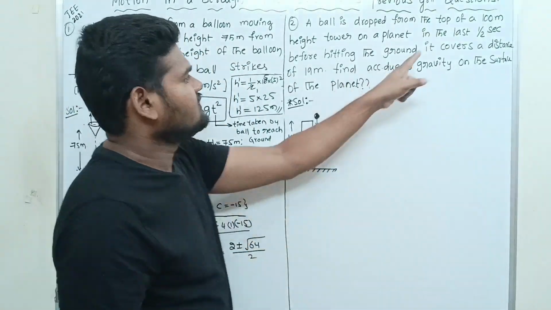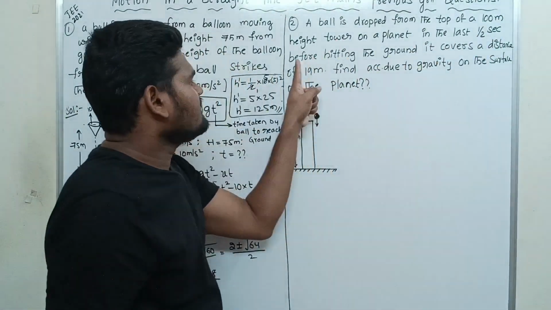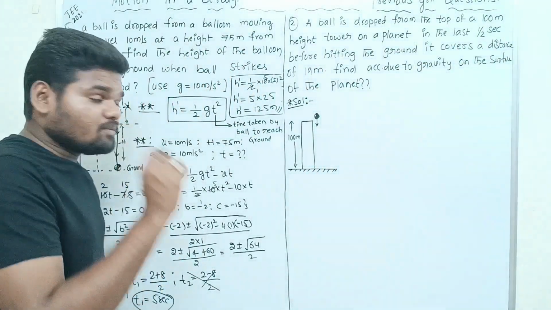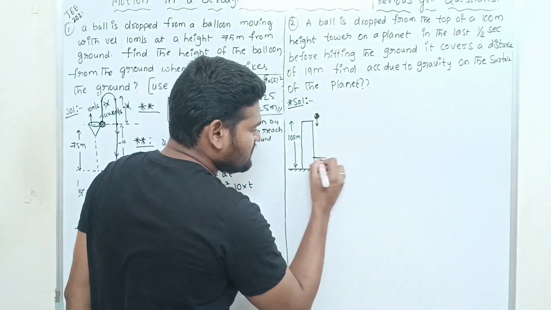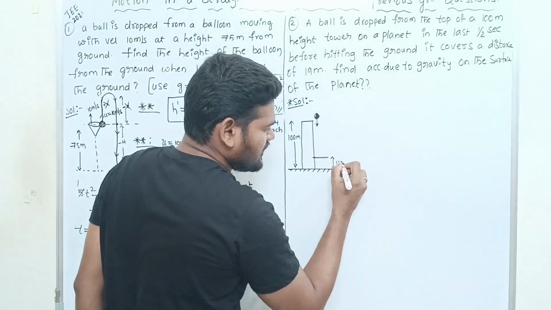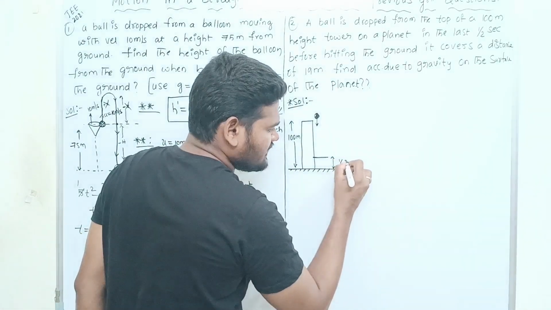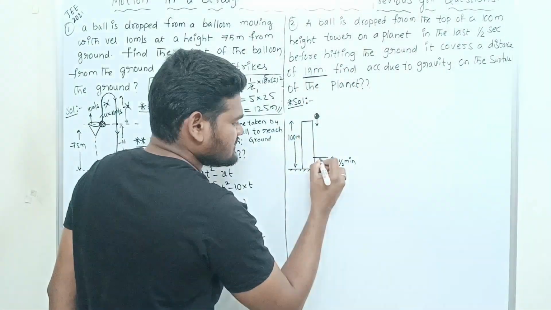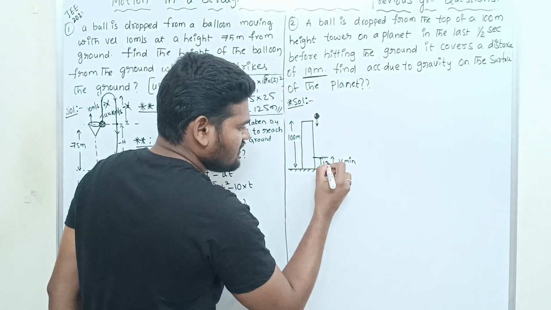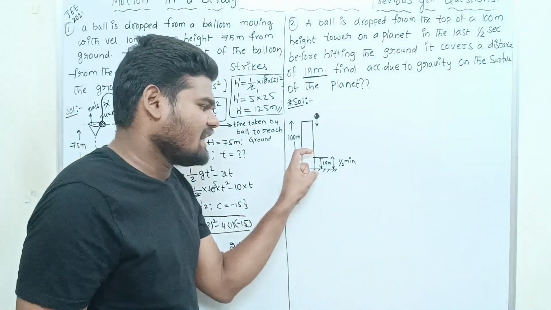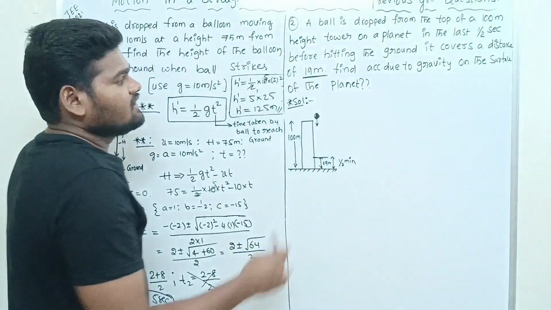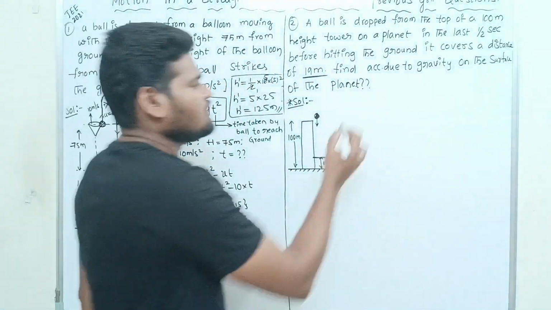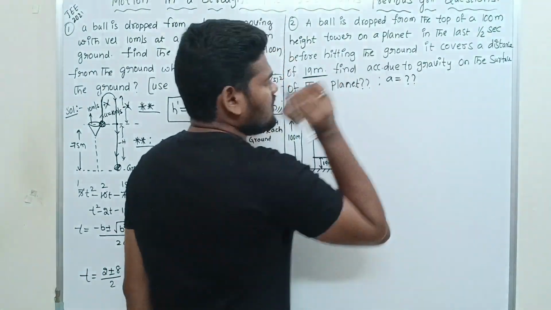A ball is dropped. In the last half second before hitting the ground, it covers a distance of 19 meters. So before it hits the ground, half a second before, how much distance does it cover? 19 meters. Have a look, so this is the 19 meters. Half a second before, it is at a height of 19 meters from the ground. Find the acceleration due to gravity on the surface of the planet. We have to find what? Acceleration due to gravity is equal to how much here.